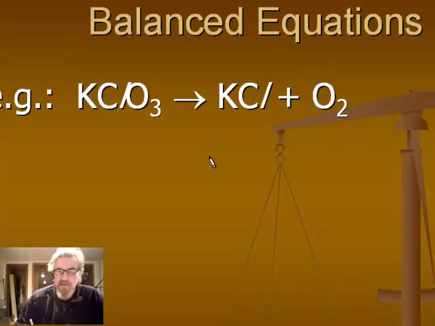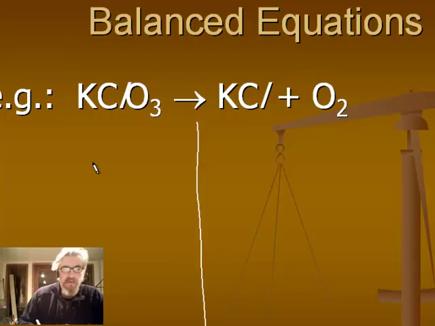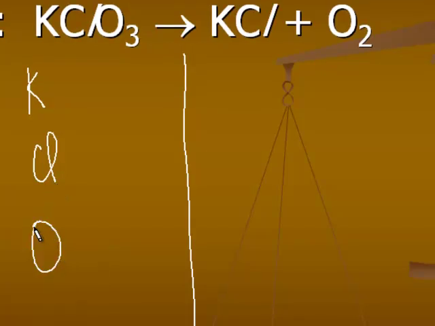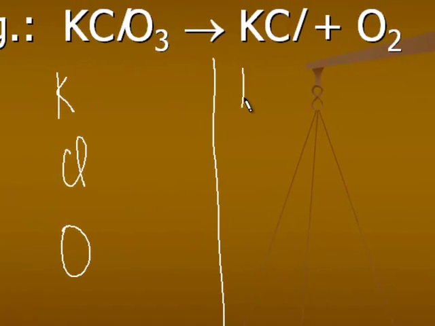Balancing equations isn't really very hard. It's pretty much common sense. The main goal is to make sure that the number and type of atoms on both sides of the arrow balance. Let's look at this equation as an example. On the left-hand side, I have potassium, I have chlorine, and I have oxygen. That means on the right-hand side, I better have potassium and chlorine and oxygen and nothing else. And that's the case. Now let's look at numbers.